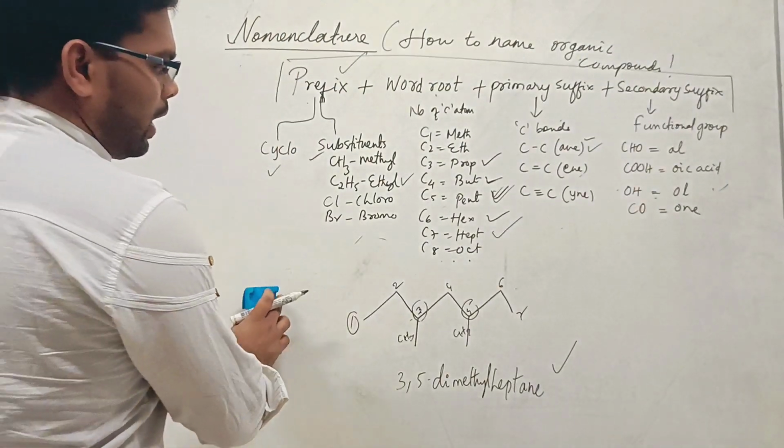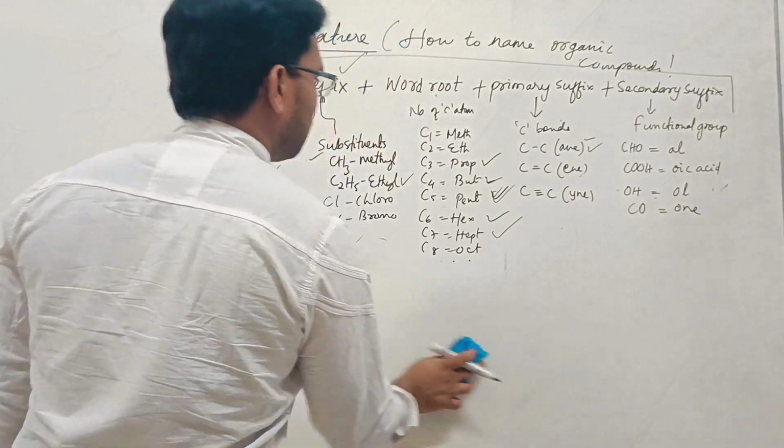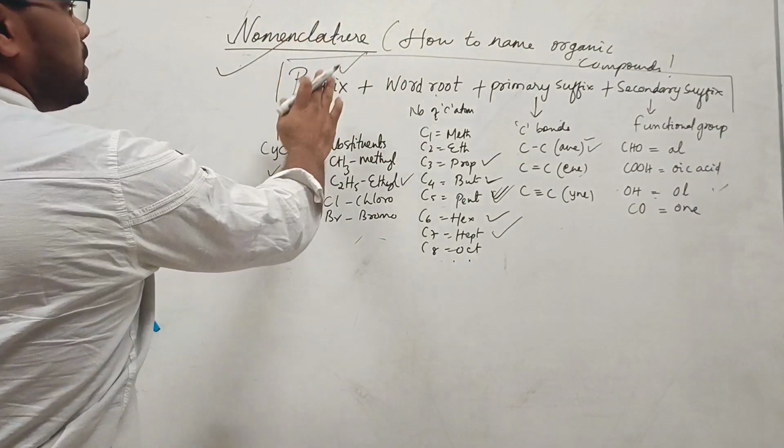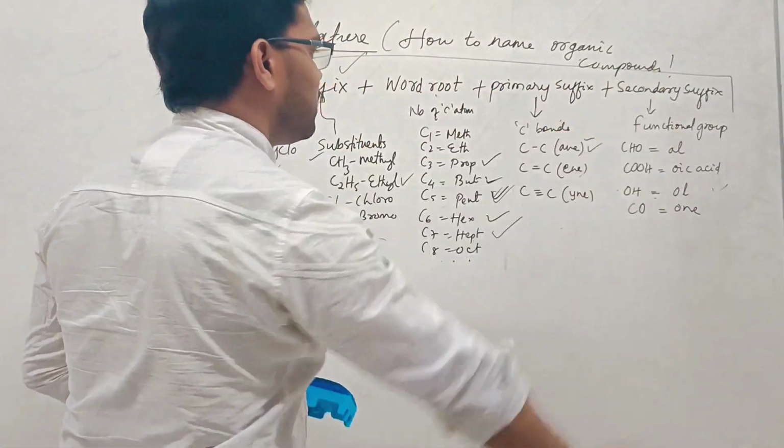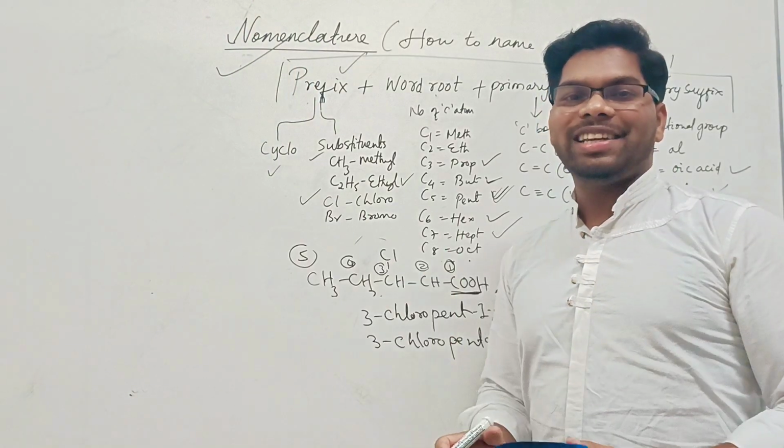So in this way you can name organic compounds. This will be the trick: first the prefix, word root, primary suffix, and secondary suffix. I hope it is pretty clear to you.